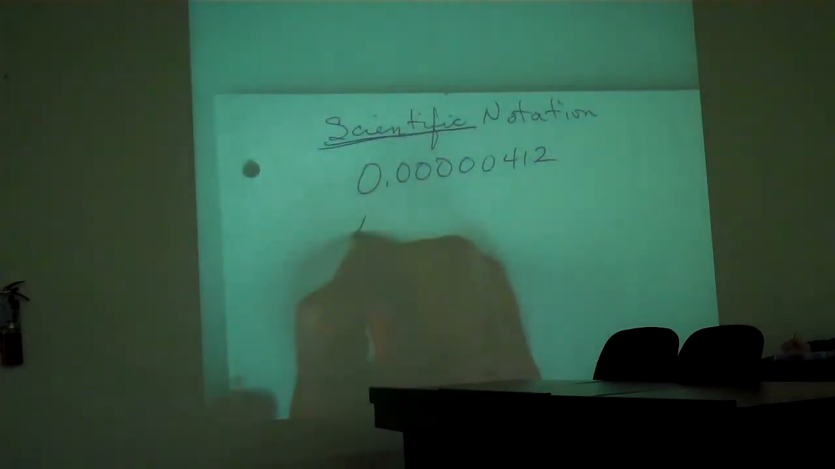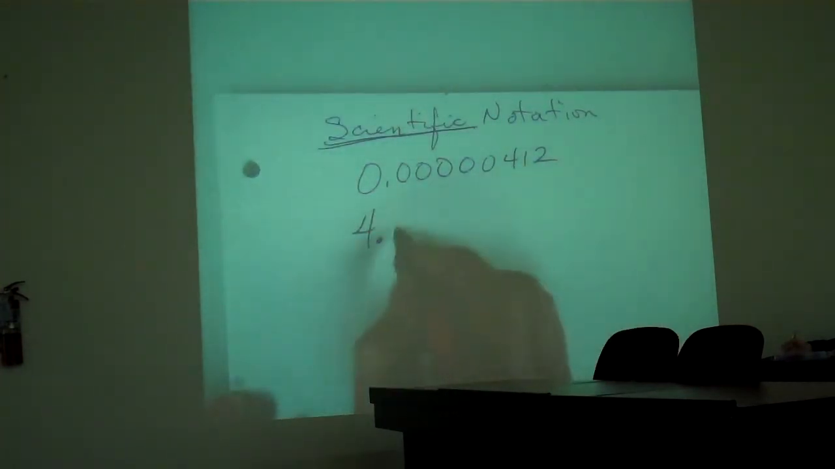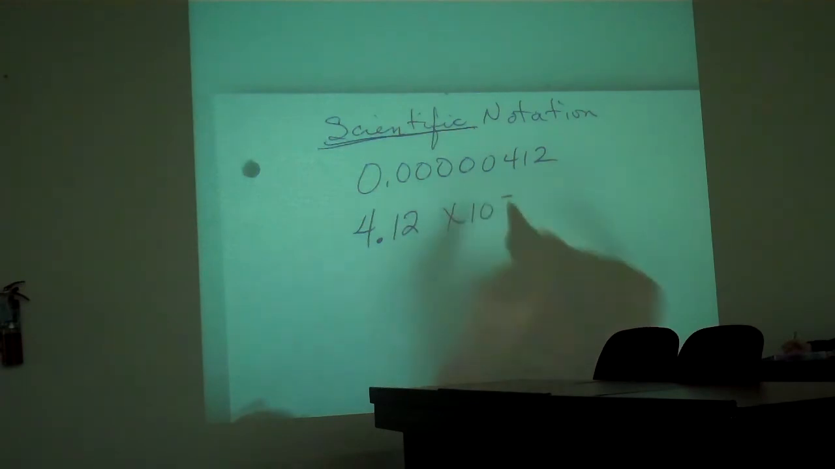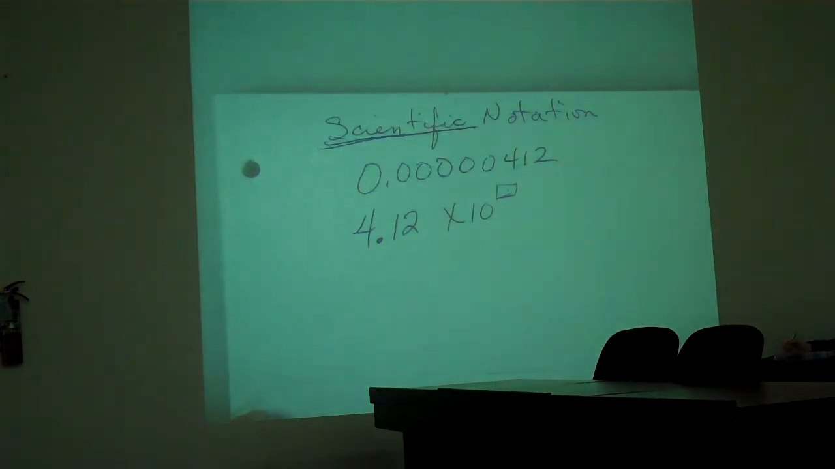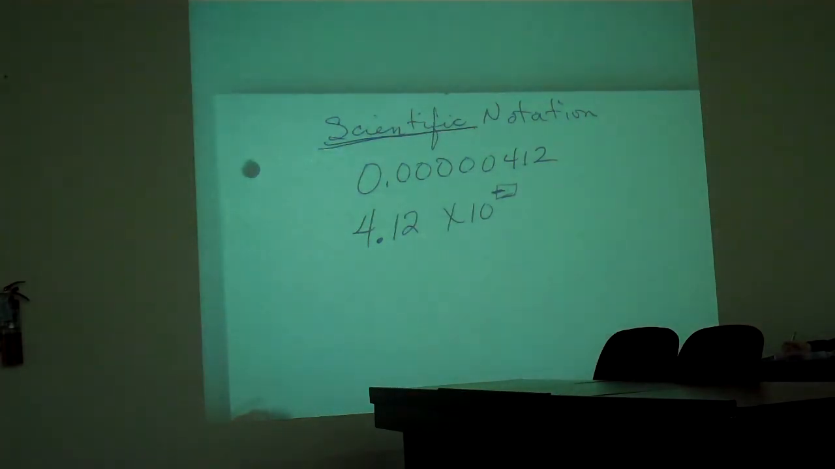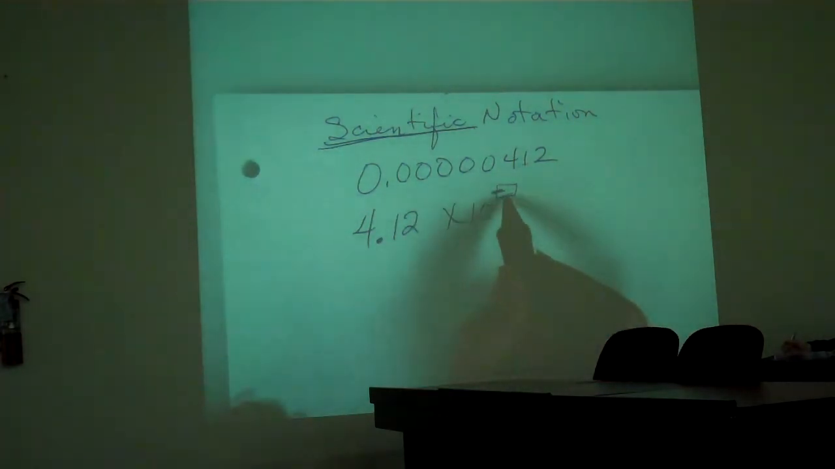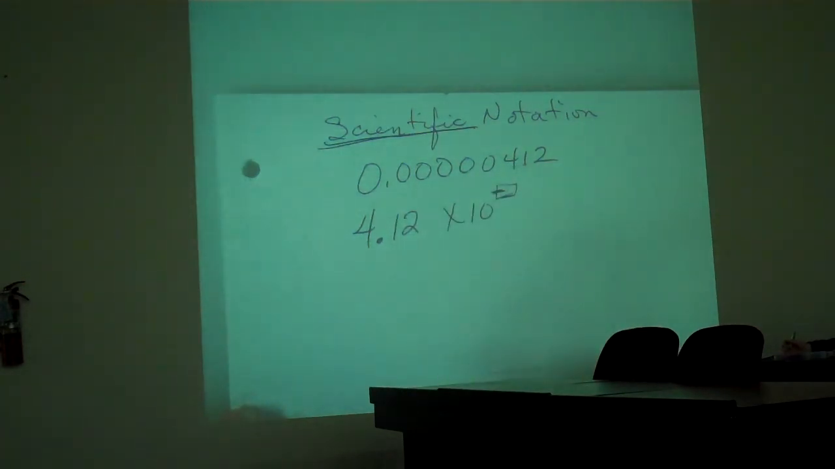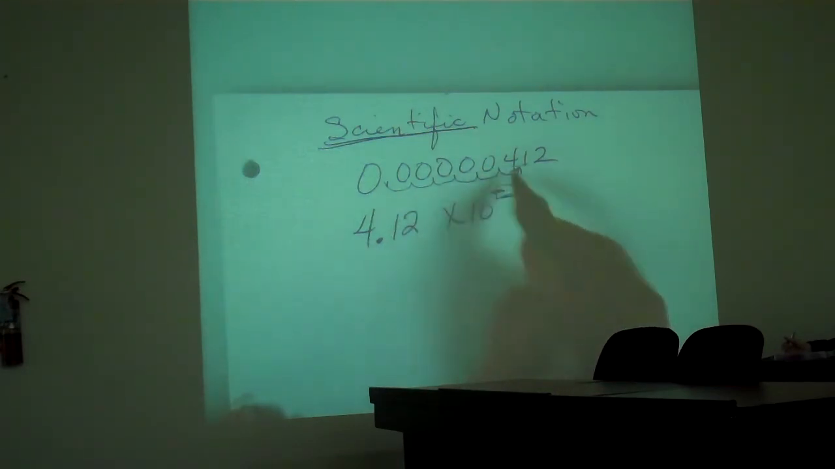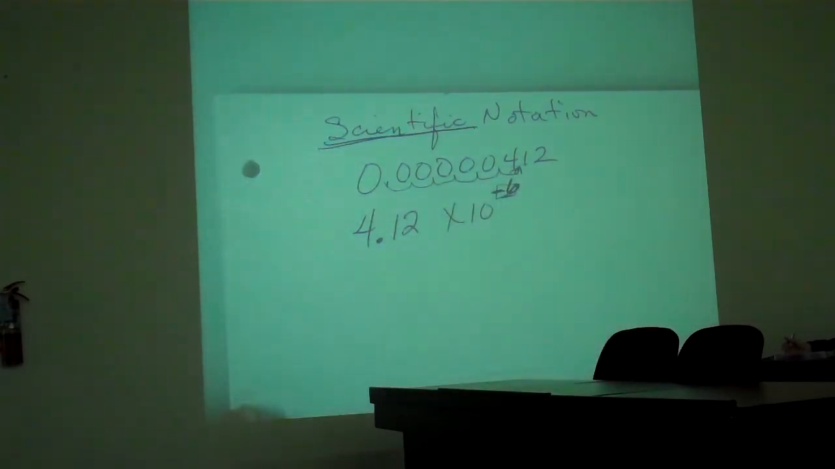Instead of writing it like this, you would write it with one number in front of your decimal, a non-zero number, and then you'd say times 10 to a power. Okay, this power will be negative for small numbers. This is going to be a negative for this number. For large numbers, it's positive. This tells you how far you moved your decimal. It's 1, 2, 3, 4, 5, 6. So that number is 4.12 times 10 to the negative 6.